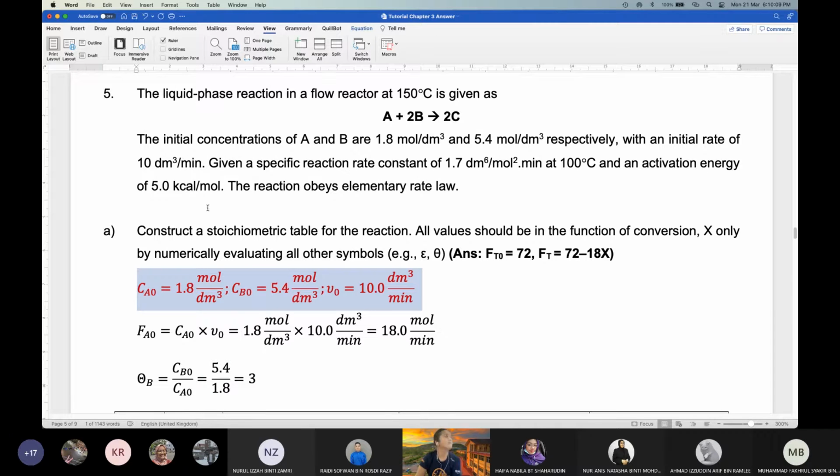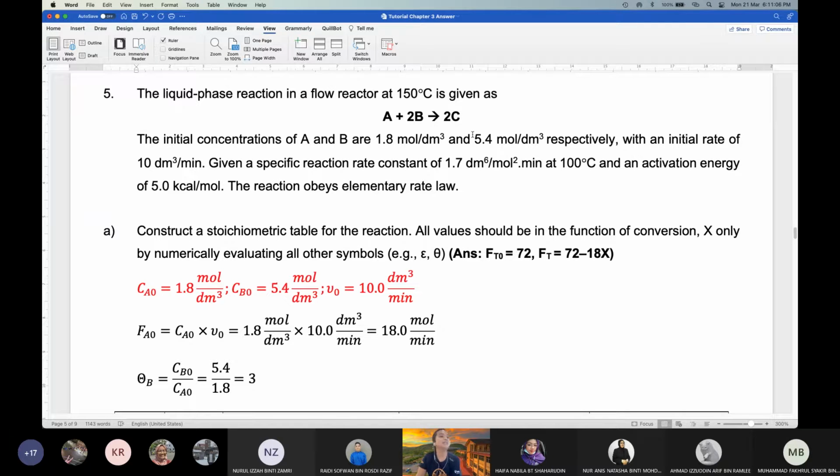Okay, done. Next it says, given specific reaction rate constant of 1.7 at 100 Celsius. So it gives us K, the reaction rate constant, K is 1.7. But this 1.7 is at 100 Celsius. So although we are given the K, our K is at 100 Celsius. So don't forget, our reaction occurs at 150 Celsius. Although we have a value of K, the K given is not at our reaction temperature. So that is an important part you must remember. If given a value of K, look at what temperature. Is that the reaction temperature or not? If it's not, then you have to remember, it means I have to find K at 150, the reaction temperature.